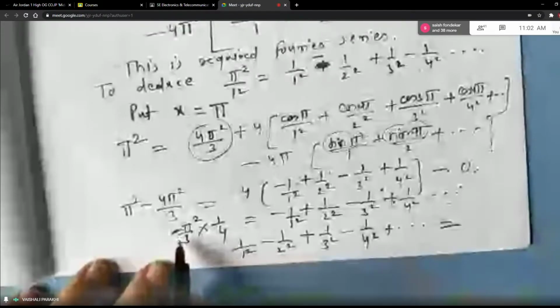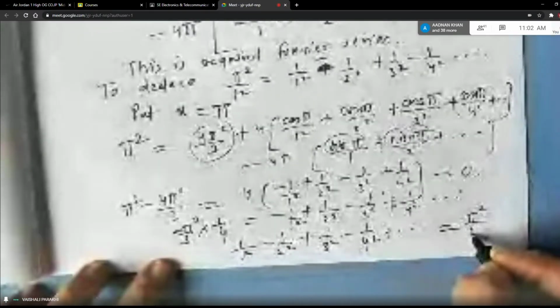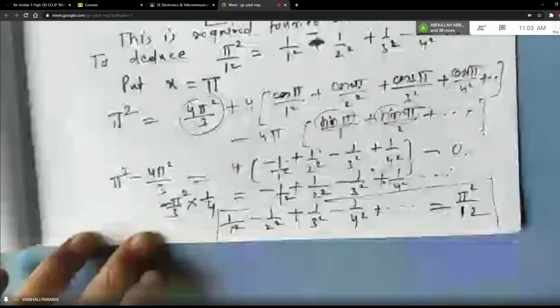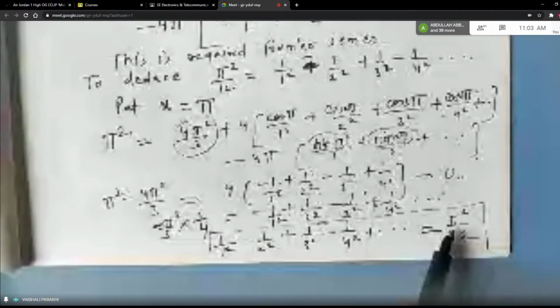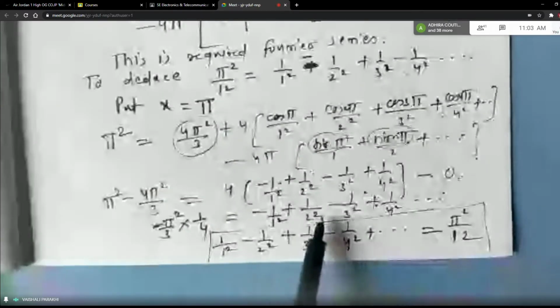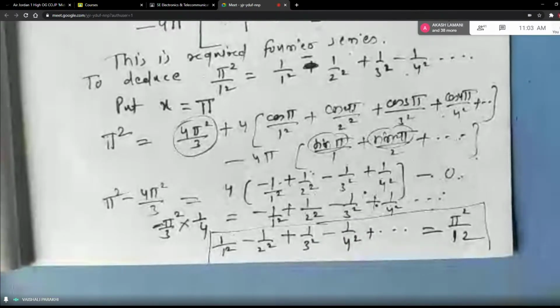And the other side will be what? Minus n is cancelled. So it is pi square by 4 3s are 12. And if you compare this series with the question, isn't it the same series which is asked to deduce? See, pi square by 12 equals 1 by 1 square minus 1 by 2 square plus 1 by 3 square minus 1 by 4 square and so on. And here completes the solution.